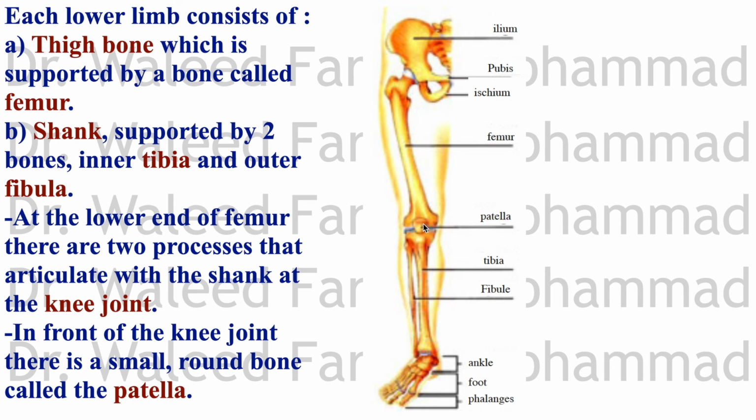Patella. And in the leg or shank, we will find the medial bone, which is the tibia, and the lateral bone, which is the fibula. Lower end of tibia and fibula form the ankle joint, the ankle joint. That's articulation with the tarsal bones of the foot that articulate with the metatarsal bones and the phalanges. Okay, this is the arrangement of the bones of the lower limb.